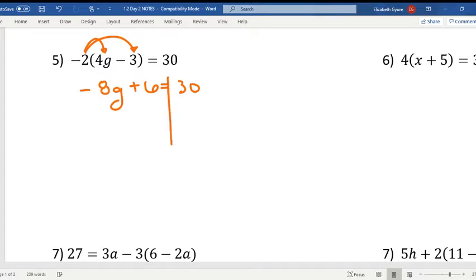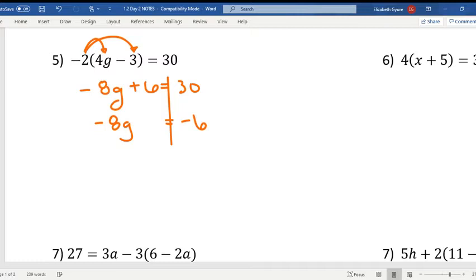So 2 columns, Dallas, does -8g stay or go? It stays. It's on the correct side. Jaden, does 6 stay or go? It goes bye-bye, and it turns from a positive to a negative. So we're going to move it over, make it negative. Alex, is the 30 good where it is, or does it need to move? Where should it move to?